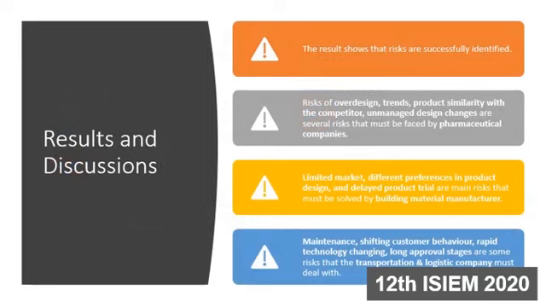The results show that risks are successfully identified. Risk of over-design, trends, product similarity with the competitor, and unmanaged design changes are several risks that must be faced by pharmaceutical companies, while maintenance, shifting customer behavior, rapid technology change, and long approval stages are some risks that the transportation and logistics company must deal with.